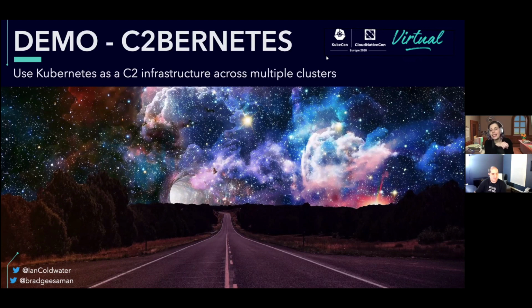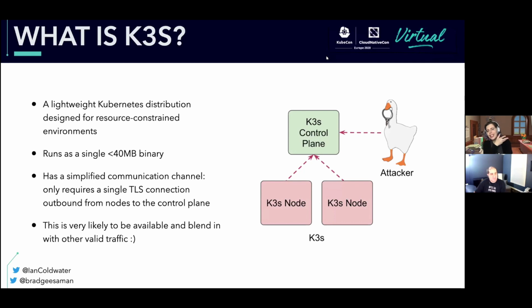How could we do this? I have an idea. Huh? We can build it using Kubernetes itself. We could build it using K3s. What is K3s? And why did we pick K3s to deploy our C2 with?